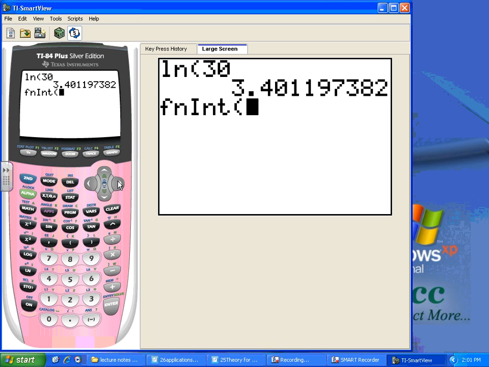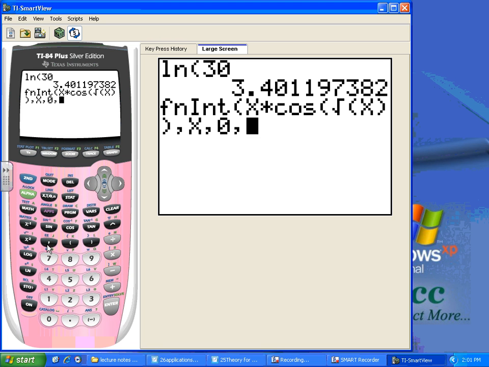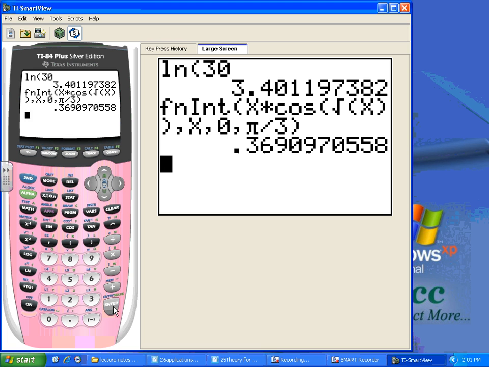Okay. Then we want to integrate x times cosine of the square root of x. Cosine of the square root of x. Make sure you close all of those parentheses: 1 for the square root, 1 for cosine, comma, what do I usually put? X for the variable, and then the limits 0, comma, pi over 3. Okay, we close it and press enter. Hopefully it works. There you go. 0.369 to the nearest thousandth.